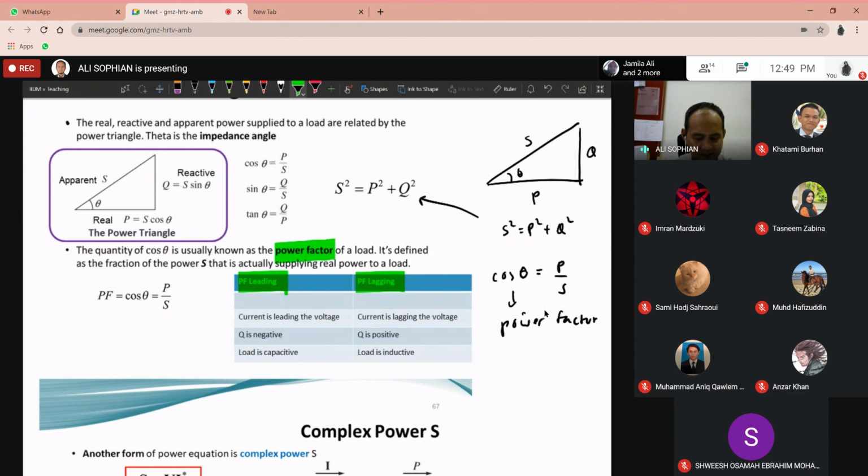When it's leading, the reactive power Q is negative, and the load is capacitive, and the angle of the load will be positive. So be careful when we talk about theta. Theta, being the angle of the impedance, will be positive here.